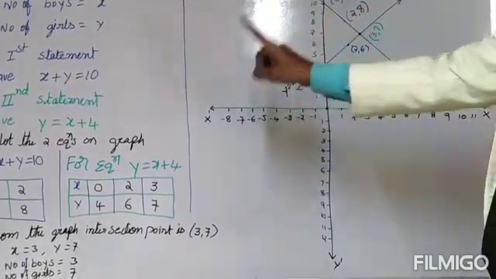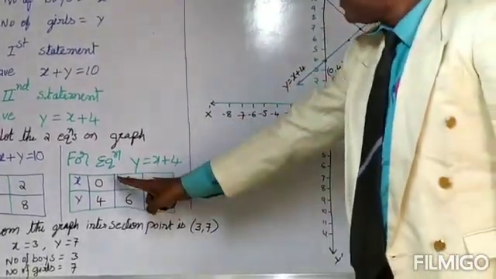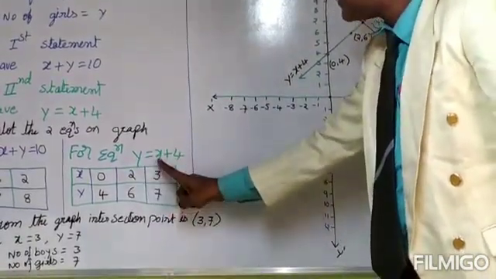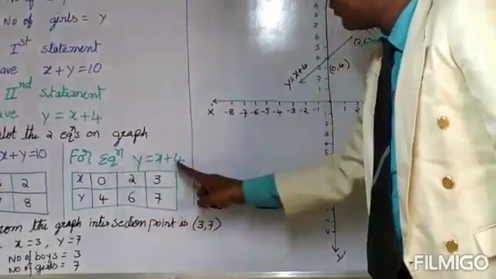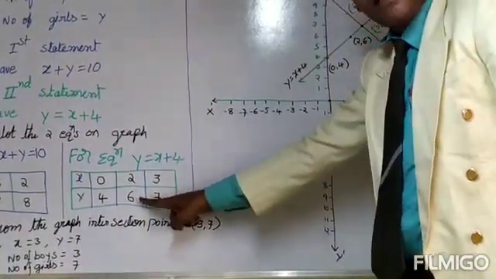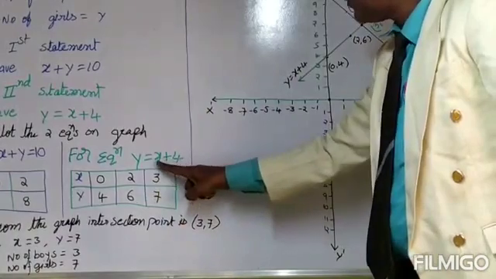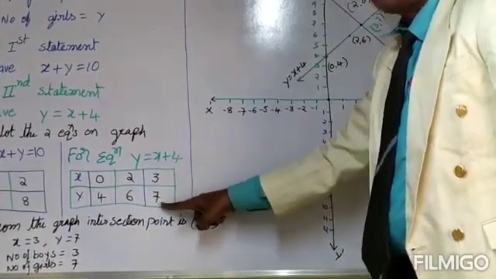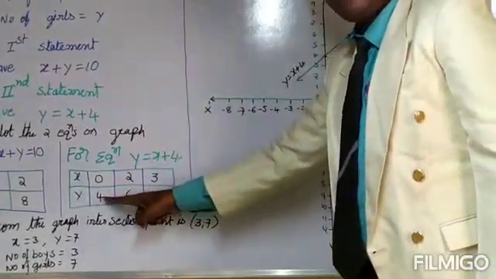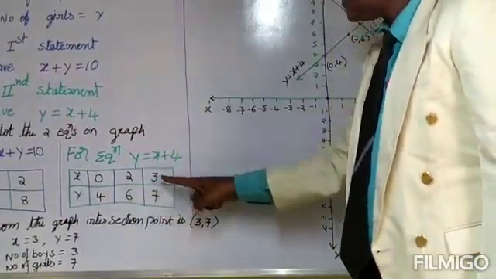Similarly, we write the coordinates of the second equation, that is y equal to x plus 4. In this one, if x equal to 0, y equal to 4. If x equal to 2, 2 plus 4 equal to 6. If x equal to 3, 3 plus 4 equal to 7. I mean the coordinates are (0, 4), (2, 6), (3, 7).